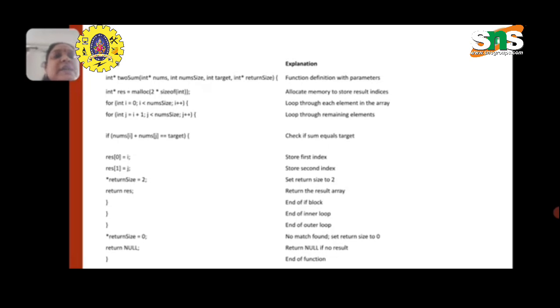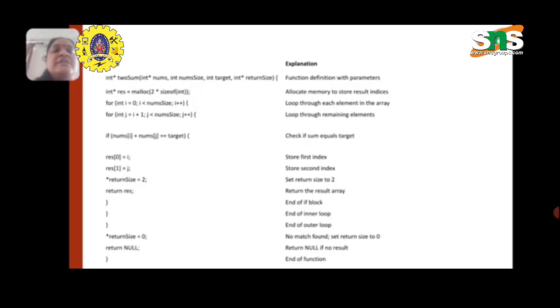So the explanation so far which I have told here is: function definition with parameters. The second line is the allocation of memory, and the first loop is for the ith value, and the second loop is for the remaining elements in the index. And here we are going to check whether the two-sum is equal to the target value or not.